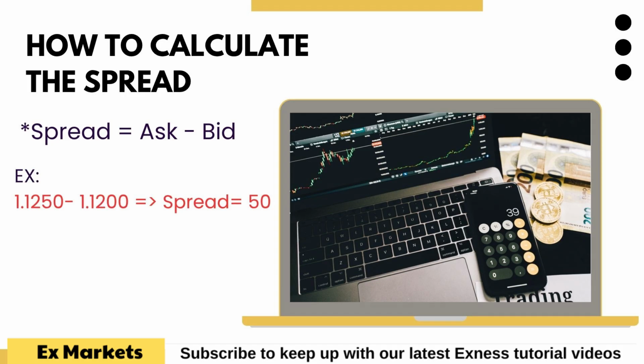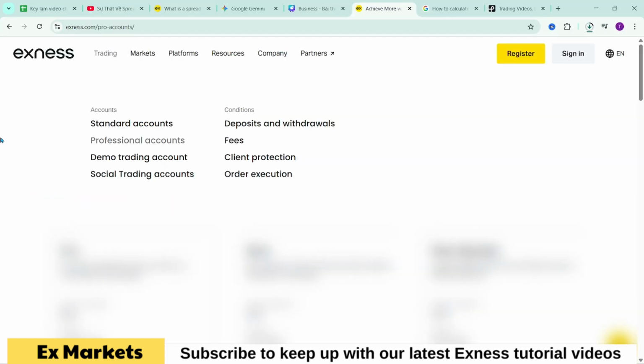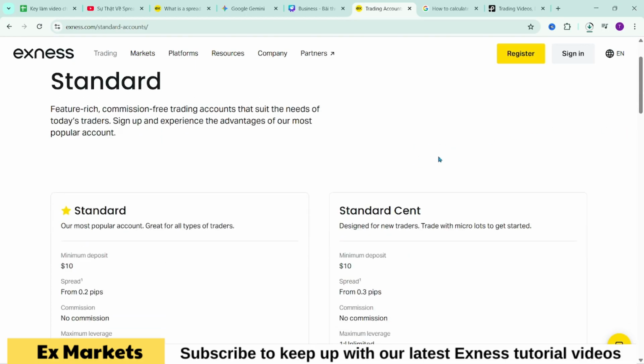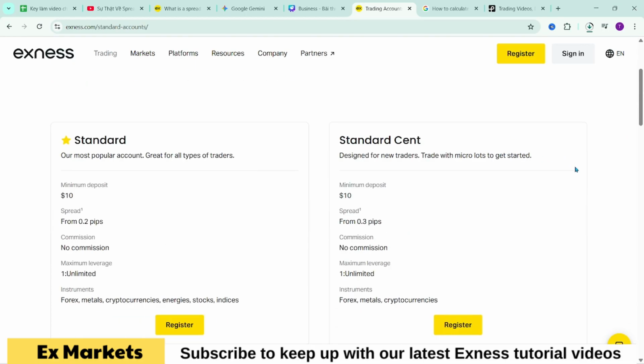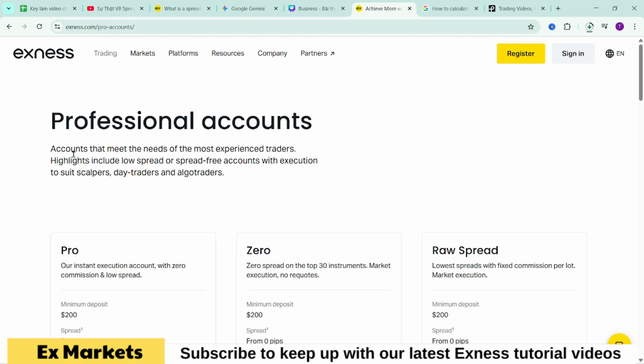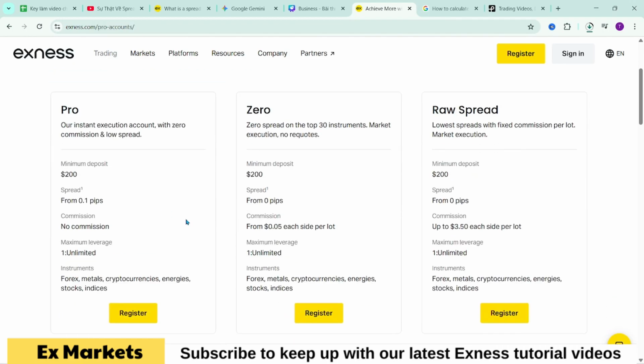Moving on, we will explore spreads in different Exness accounts. Several of the accounts available at Exness have spreads as the model for pricing. Some are categorized as standard accounts and others are professional accounts. Standard and pro accounts differ mainly in execution. The standard account uses market execution exclusively, while the pro account uses instant execution for almost all instruments, except for cryptocurrencies. The pro account also offers the lowest spreads available from Exness without commissions.